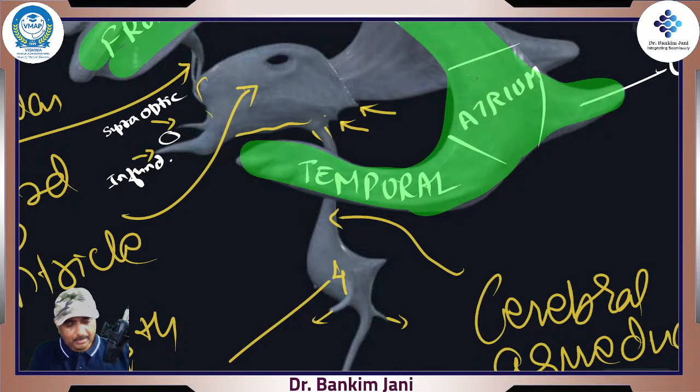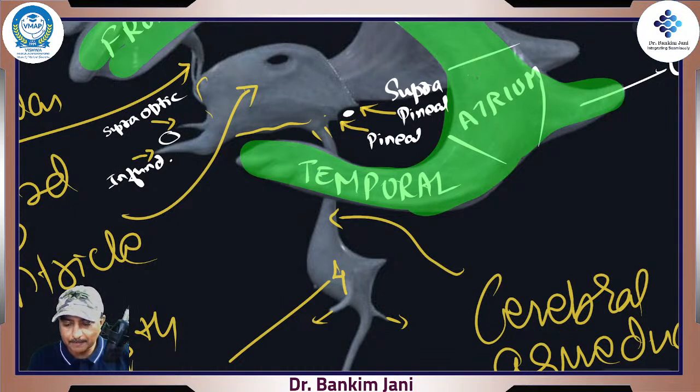Don't worry, we'll put the rest of the organs. Over here, there would be the pineal gland, which is for circadian rhythm. So this would be called the suprapineal, and then just below, there would be the pineal recess. So these are the areas.